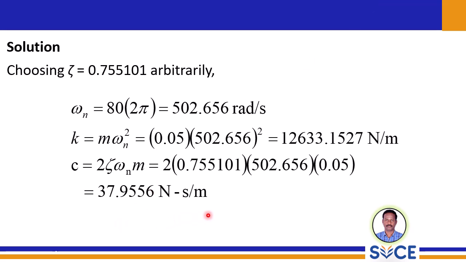So based on the design requirement of this problem, a natural frequency of 80 Hz and a suspended mass of 0.05 kg, by choosing a damping ratio arbitrarily as 0.755, the solution provides the spring stiffness as 12633.15 Newton per meter and damping constant as 37.9 Newton second per meter. These are the key design parameters.